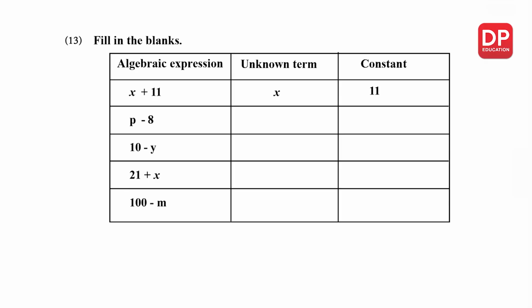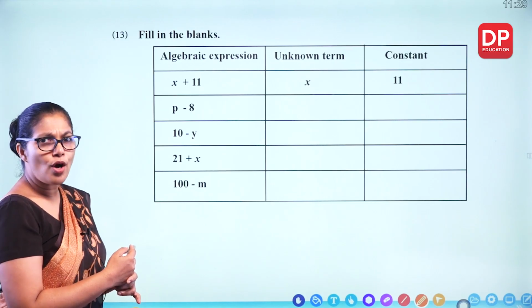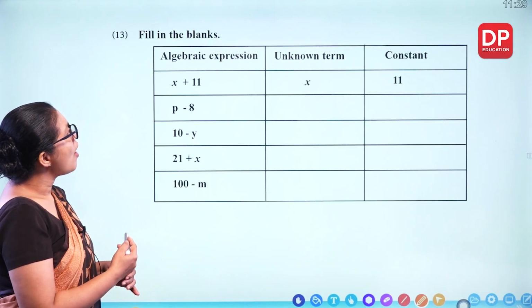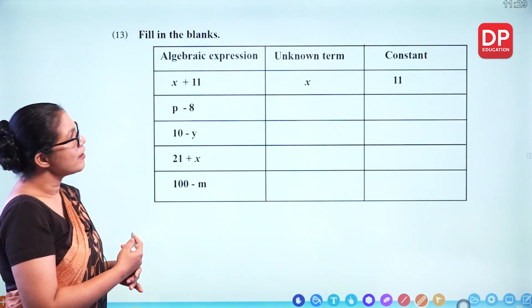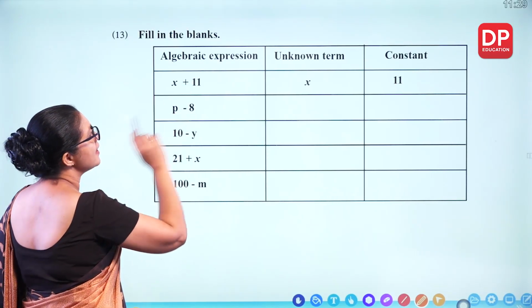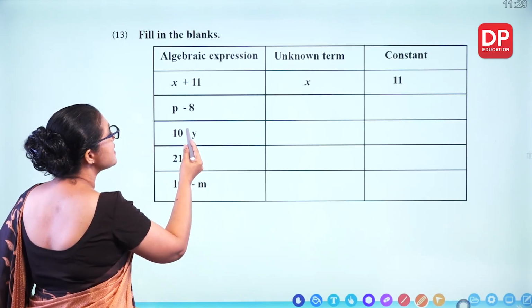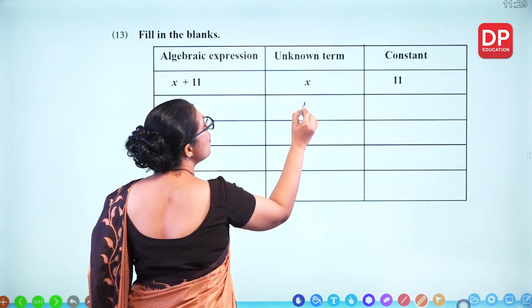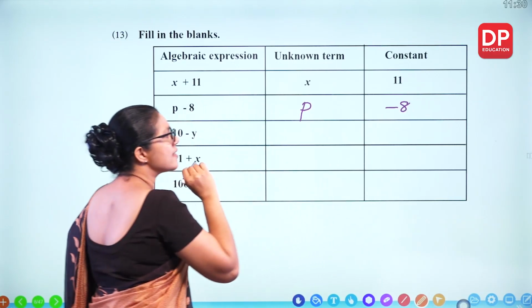Fill in the blanks. Algebraic expression is there. Unknown term and the constant. So, unknown means basically letters and constant means numbers. X plus 11, X is the unknown term, 11 is the constant. P minus 8, P is the unknown term and minus 8 is the constant.